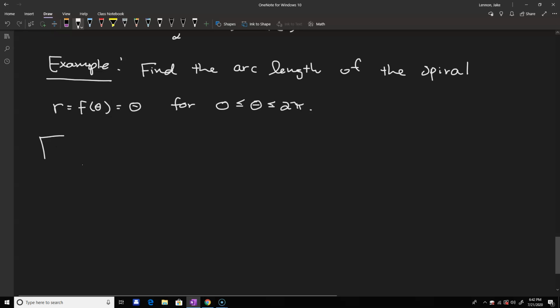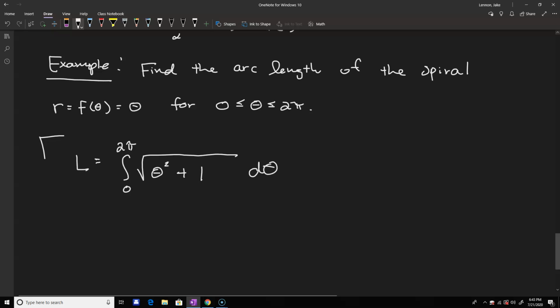What we want to do here is we have our length. We're integrating from 0 to 2 pi. And we're doing the square root. We know f of theta in this case is just theta, so it's going to be theta squared. And then the derivative of theta is just 1, so it's going to be the integral of the square root of theta squared plus 1 d theta.